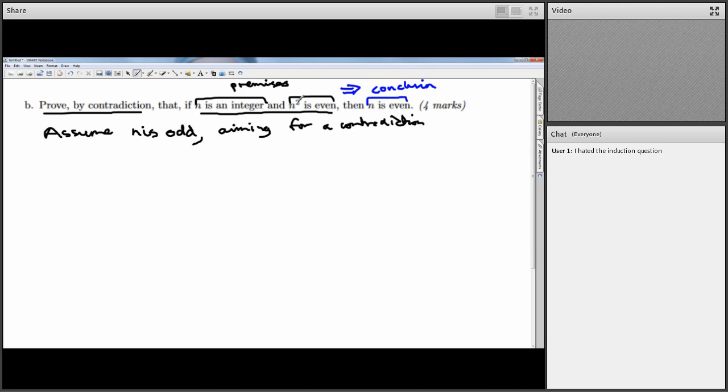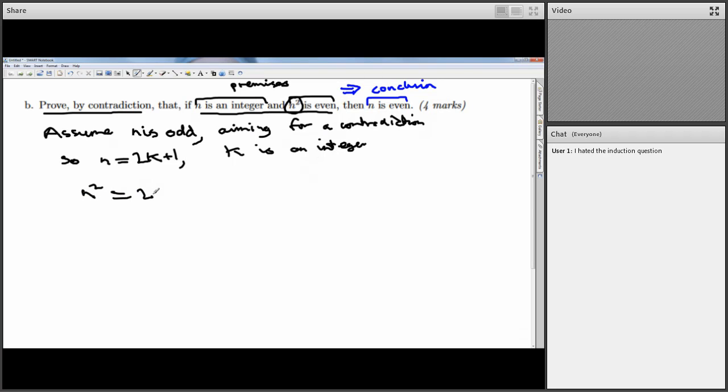The premise is really all about n squared, so we need to consider that. Since n is odd, I want to get it in a form I can substitute into n squared. Because n is odd, n must be equal to, say, 2k plus 1, where k is an integer. And we want to plug in n squared. That's what our premise was about. It's the only thing we have, really.